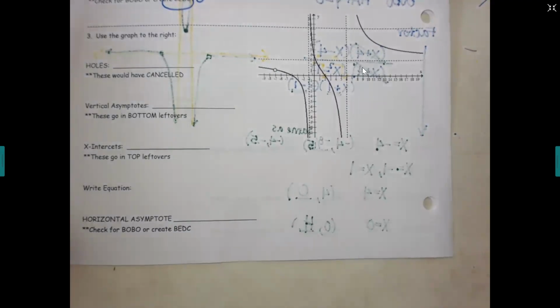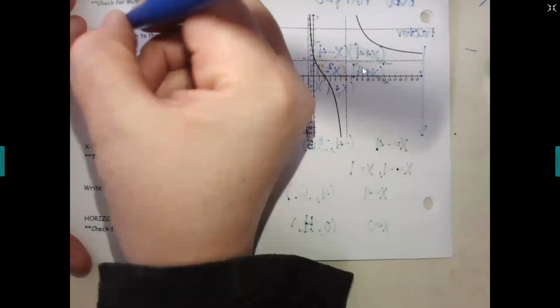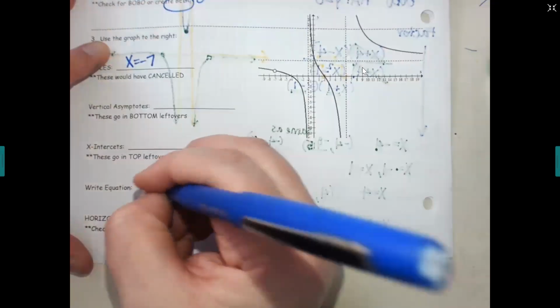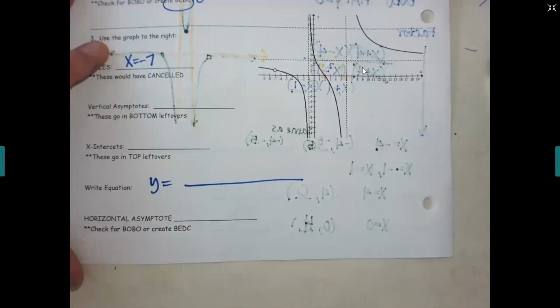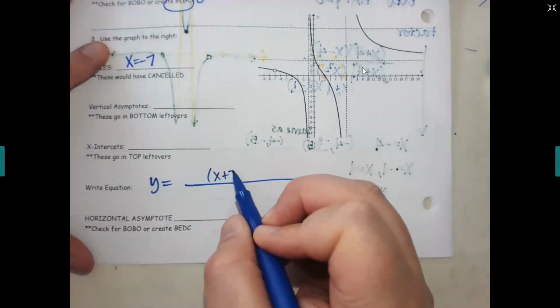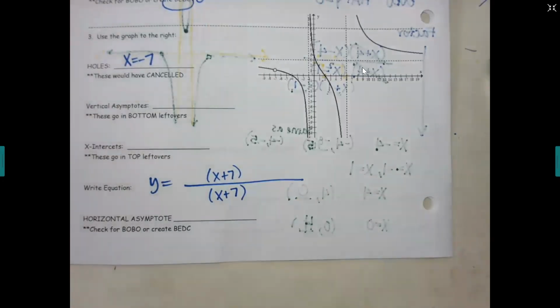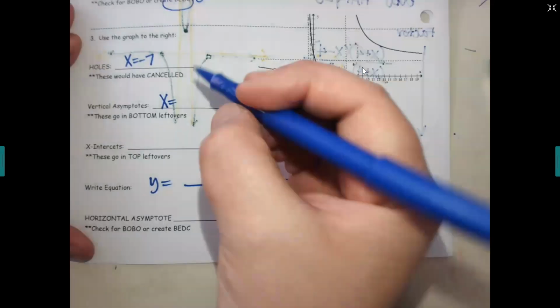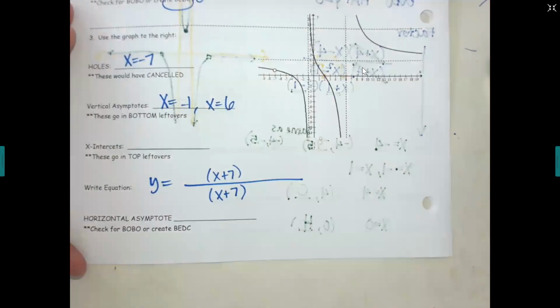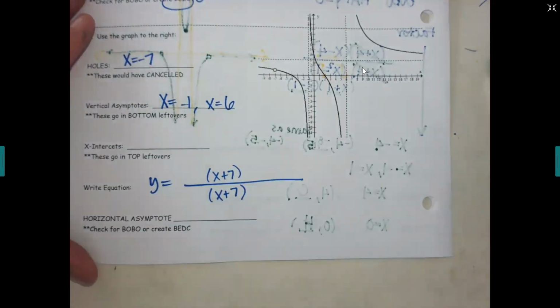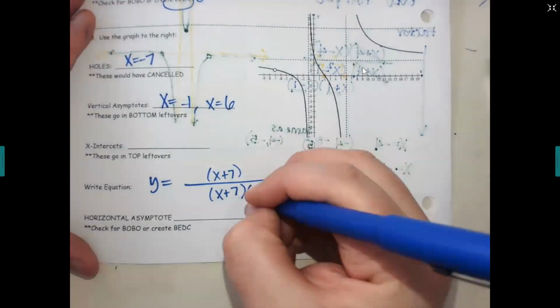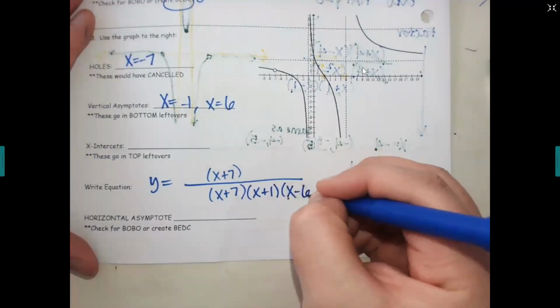So can someone tell me, where do we have a hole in this graph? x equals what? Okay, -7, which means for my y equals, what is my parentheses gonna say? And it needs to go top and bottom if it's a hole. Okay, vertical asymptotes are gonna be your lines that cut your equation into pieces. Where do those lines happen at? 6 or -1, very good. And those factors end up where in the equation, top, bottom, or both? x plus 1 and x minus 6 will both go on bottom.